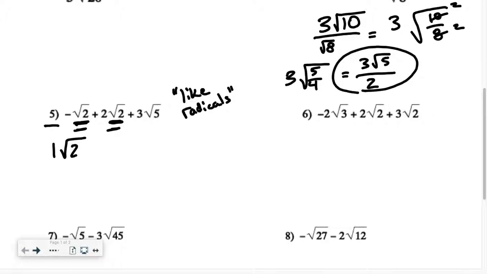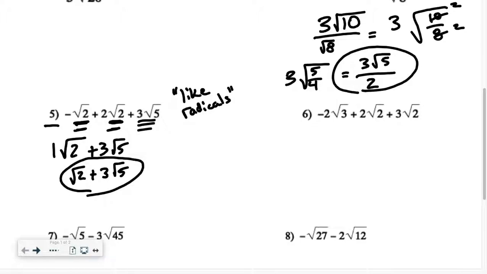We can write that 1 out in front, but just like with an x, we don't have to write the 1 out in front. So 1 square root 2 plus 3 square root 5. There were no like radicals of radical 5, so nothing to combine that with. So this is just square root 2 plus 3 square root 5. Again, we don't have to write that 1 in front of the square root 2.